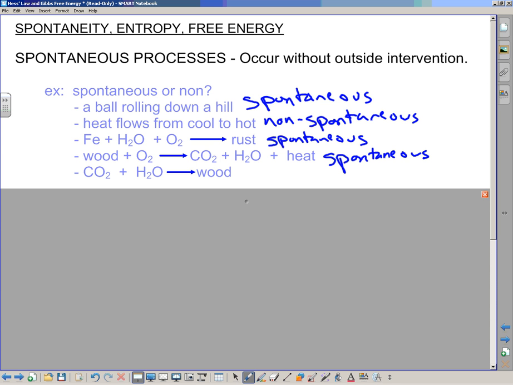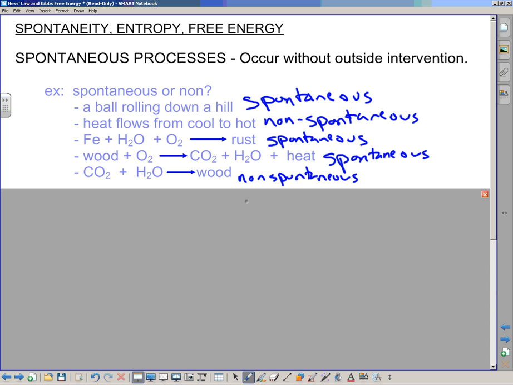All right, the last one. CO2, H2O makes wood. We've got CO2 and H2O molecules in the atmosphere, in the classroom right now. Are they banging together and little pieces of wood are falling from the sky? No. Okay? That's definitely a non-spontaneous process.